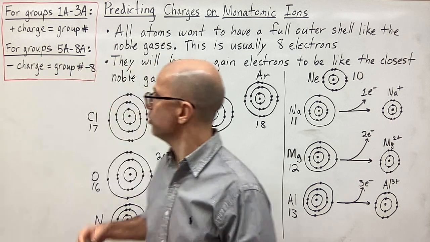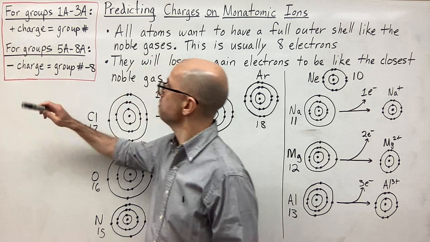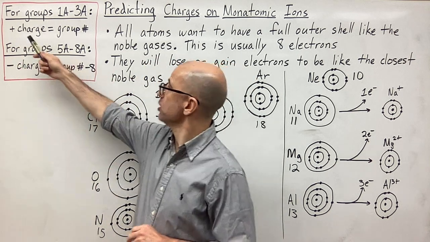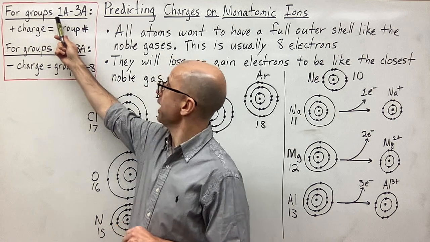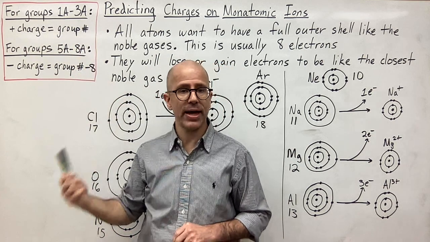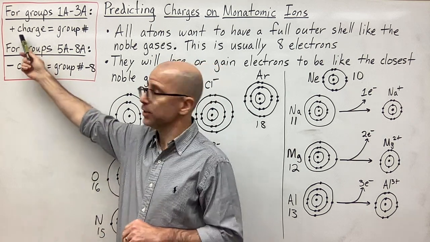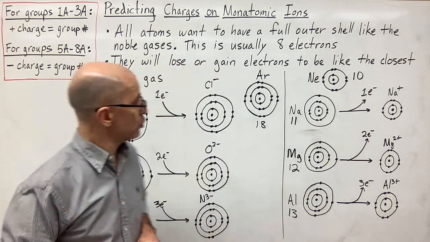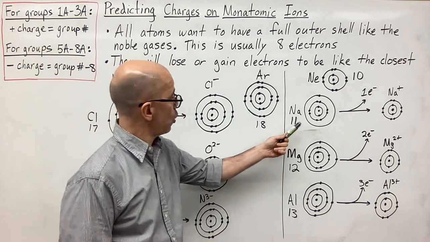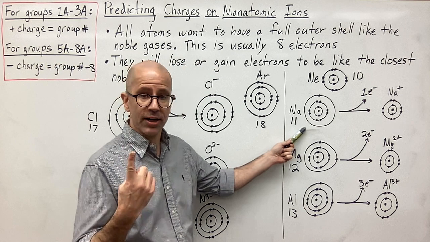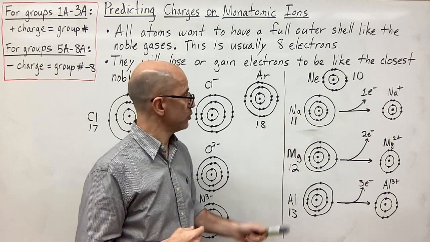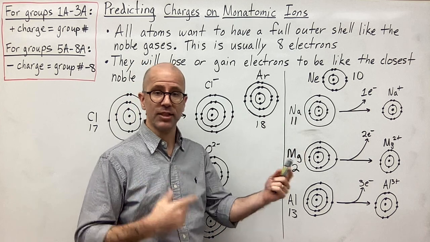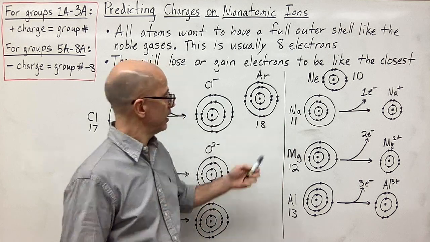So over here, you can see that I have this box written here, and this is a shorthand, easy way to remember. If you're talking about groups 1A, 2A, and 3A, then the positive charge on the ion is going to be equal to the group number. So sodium is in group 1. How do I know? Because it's got 1 valence electron. It loses 1 valence electron, it gets a +1 charge, the same number as the group number.